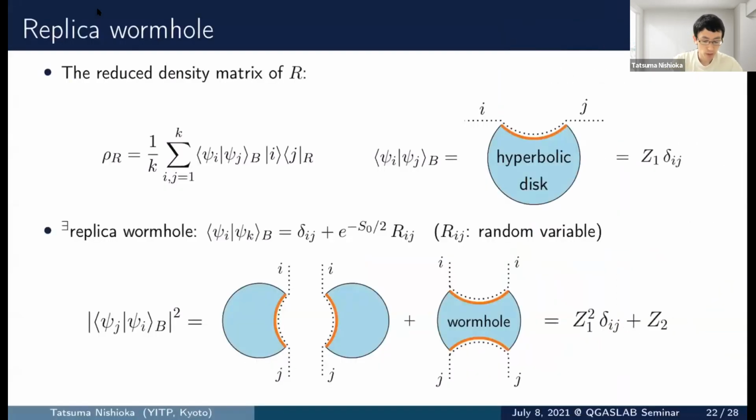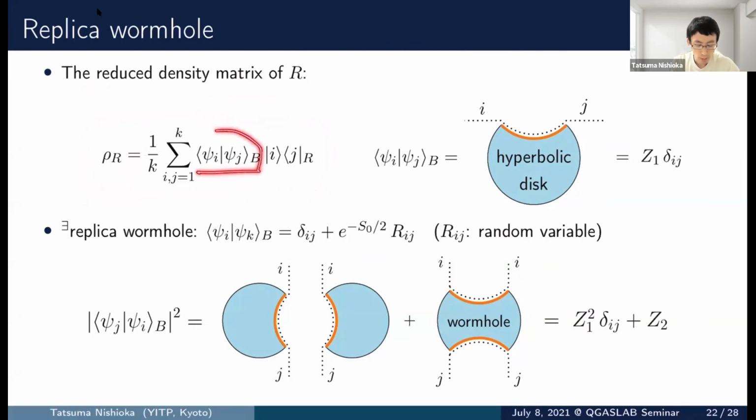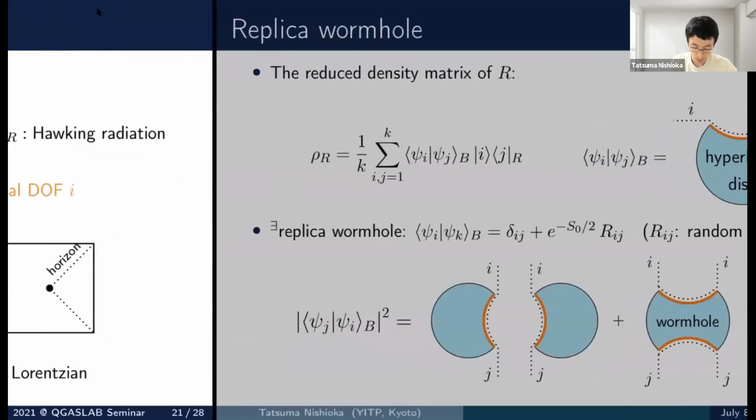In this model, interestingly, you can calculate the reduced density matrix very simply. This is the reduced density matrix for the radiation system. I just took a partial trace, and then you end up with this expression. Here you have an overlap between psi_i and psi_j. In this model, this inner product can be given by just a gravitational path integral on some hyperbolic disk here. This curve is a boundary, the same boundary as here.